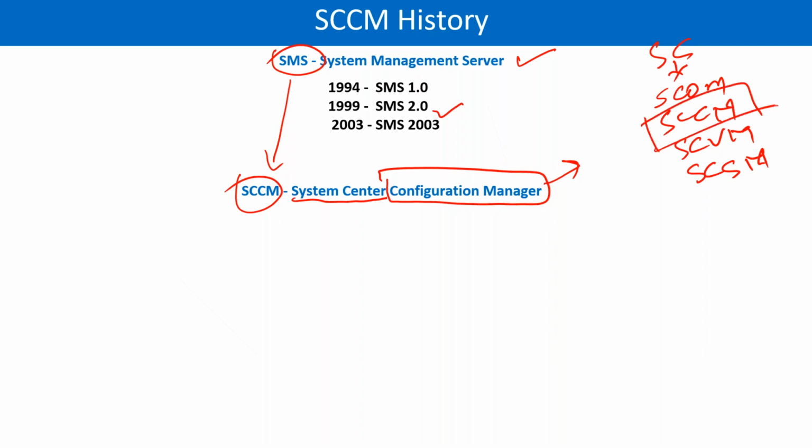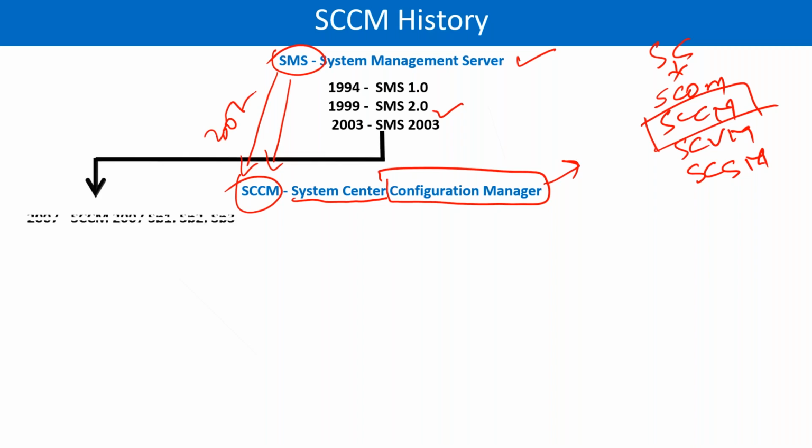Now this name changed from SMS to SCCM in the year 2007. Microsoft released the new version of SCCM in the year 2007. Later on came SP1, after that SP2 and SP3. Then Microsoft again released a few versions in the year 2012, like SCCM 2012, then SP1, SP2, and R2.